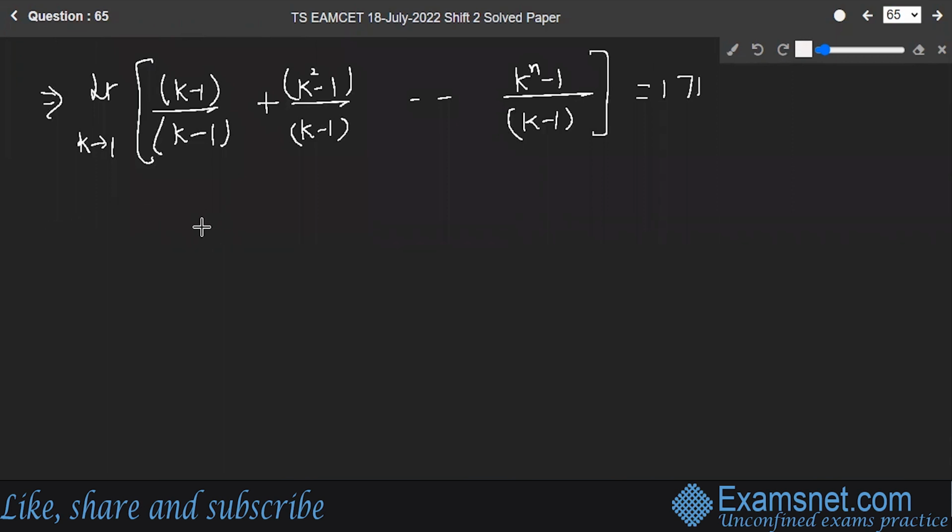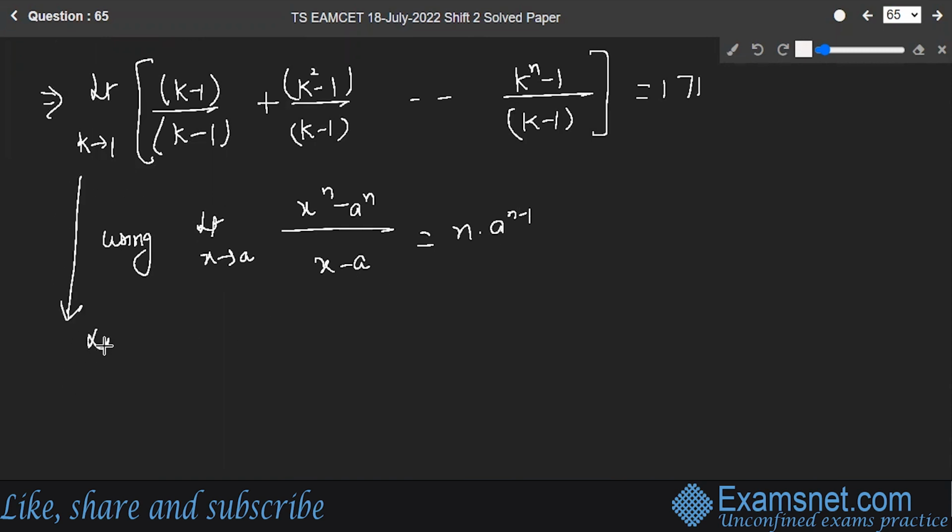Now, you know one thing, using the limit as x approaches a of (x raised to power n minus a raised to power n) upon (x minus a) is equal to n into a raised to power n minus 1. Using this formula, you can write it as, sorry, not the limit, I have opened the limits now. So this will be 1 plus 2 plus 3 plus so on till n is equal to 171.